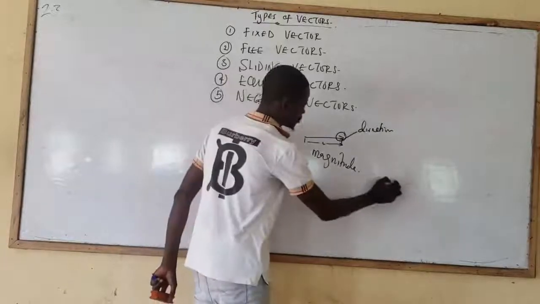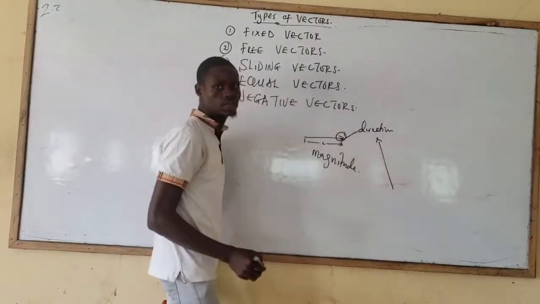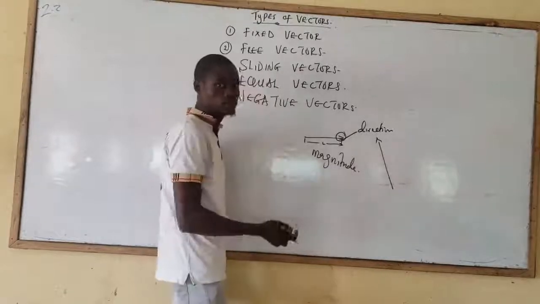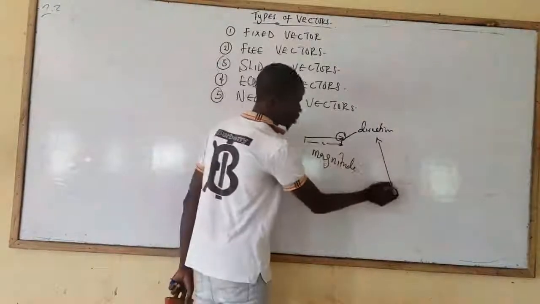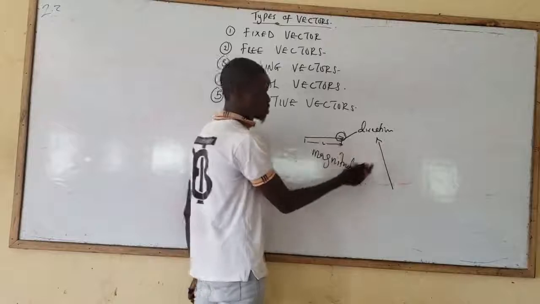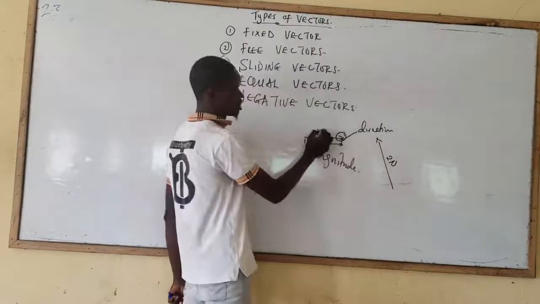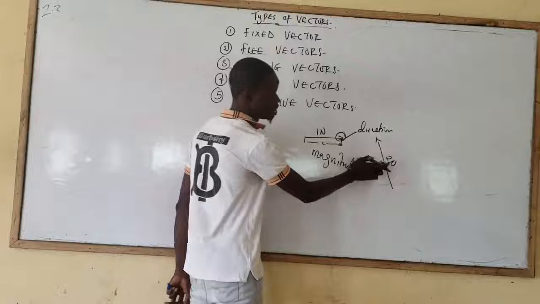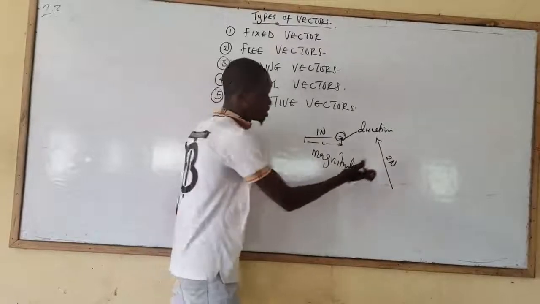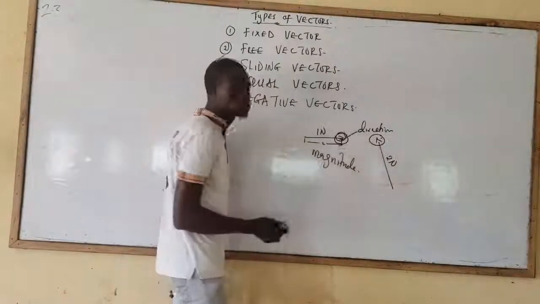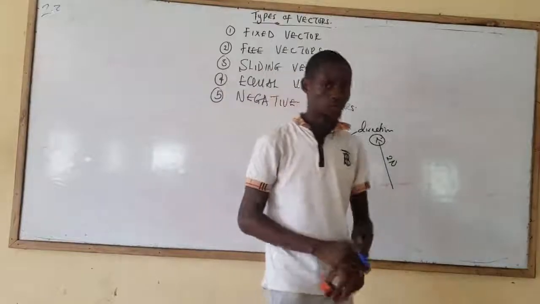I can have another vector that might be moving in a different direction. That means its point of application is different. Now, this is a vector, and this is another vector. Let's assume that this is a vector of magnitude 2 Newton, and this is a vector of magnitude 1 Newton. So each of these two vectors has a different magnitude, and the directions in which they are moving are also different.